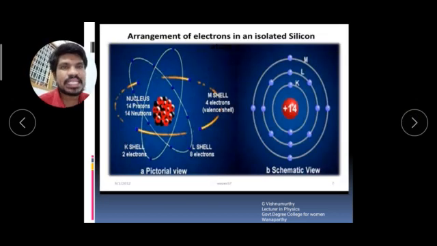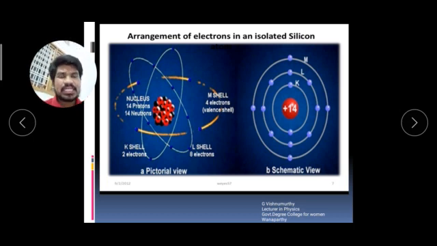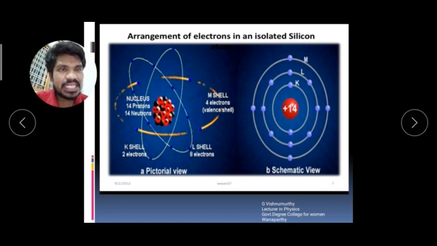Now you see the arrangement of electrons in an isolated atom. I will take silicon as an example. You know that silicon is a solid because the atoms are closely packed in the material. That's why silicon is called a solid. In that, we know that the number of electrons present in silicon is 14. That is, the number of electrons is equal to the number of protons.